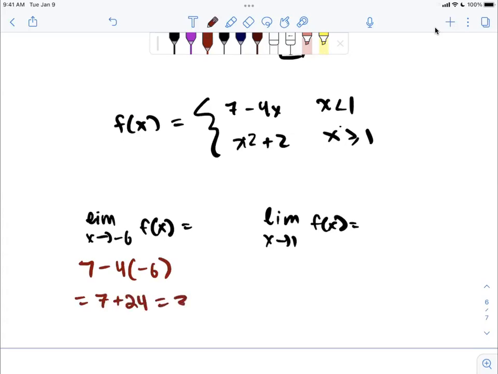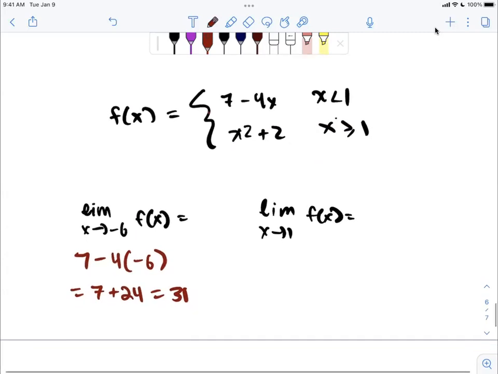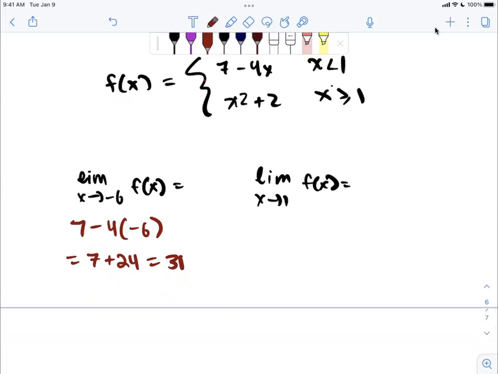which is 31. Now, as x goes to 1, we have to be a little more careful because now it's defined as two different things near 1. So we're going to need to work out both and see if they're the same. So here from the left, the limit is going to be 7 minus 4 times 1, which is 3.